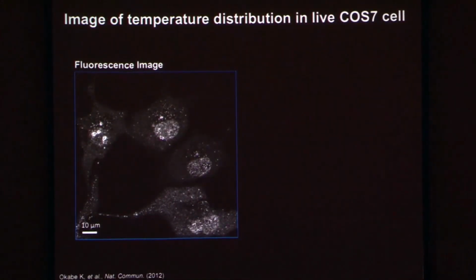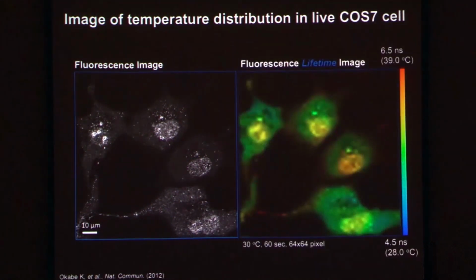So now I would like to show you the temperature distribution in single cells. This is a confocal fluorescence image of the thermometer in cells. As you can see, some locations become brighter, so maybe it comes from higher temperature or just concentrated fluorophore. By acquiring the fluorescence lifetime image, in this case we accumulated 60 seconds of photons, with 64 by 64 pixels, which is a really low spatial resolution. We have to compromise because we require lots of photons. As you can see, the nucleus seems yellow to orange, whereas the cytoplasm becomes green to blue, suggesting that the nucleus is warmer.